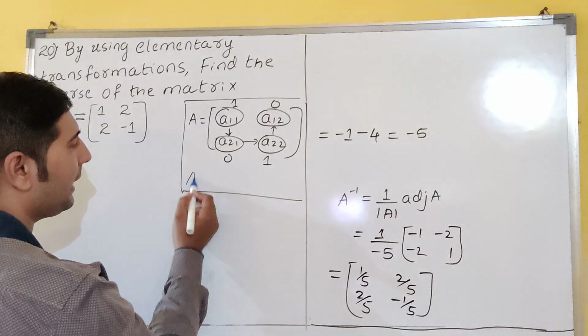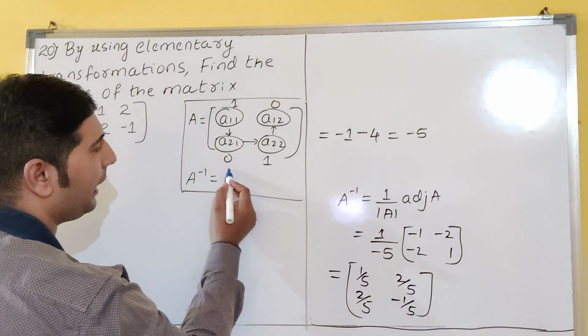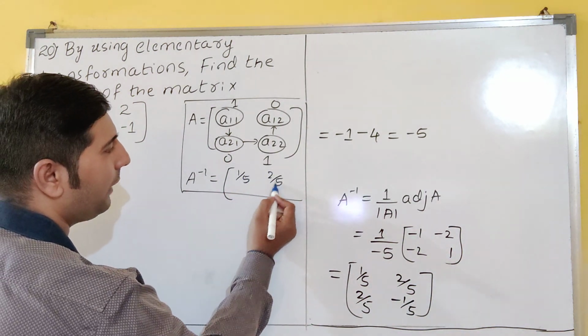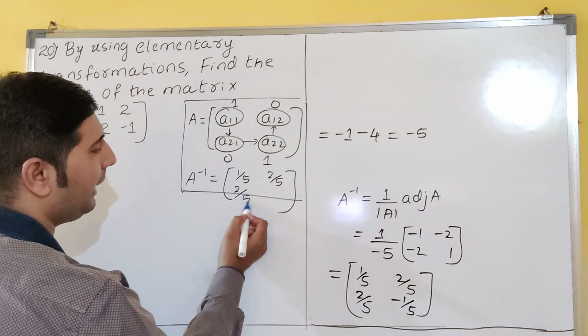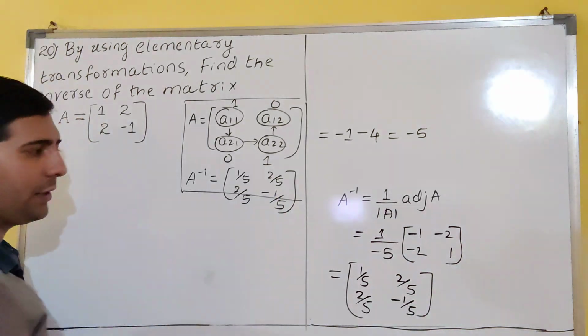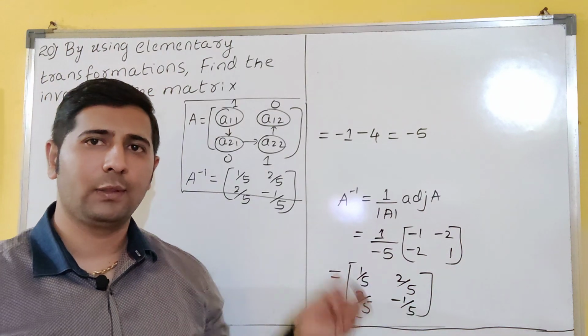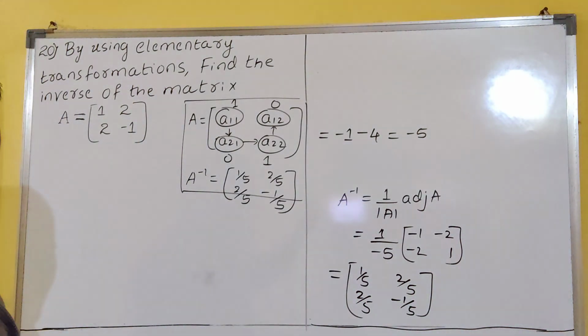For your understanding purpose, I will write it, and afterwards we will verify this. So A inverse is 1 by 5, 2 by 5, 2 by 5, minus 1 by 5, dear students. A inverse we got. I hope you have understood this. So let us continue with the answer. Please, if you want, you can copy.